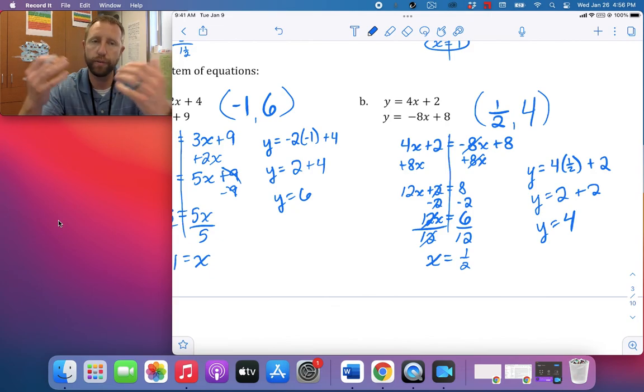If we were to graph those, we would see that's where those intersect. All right, if you guys have any questions with this, just make sure you ask your teacher.